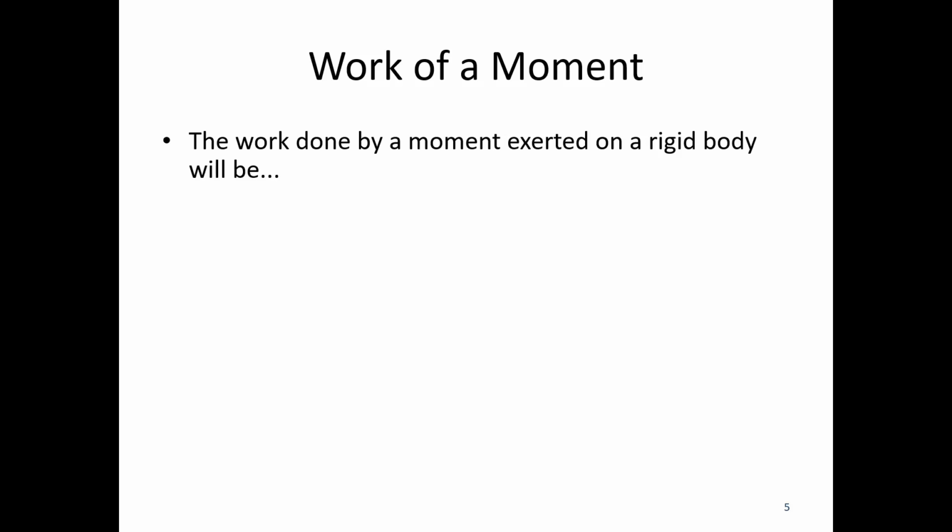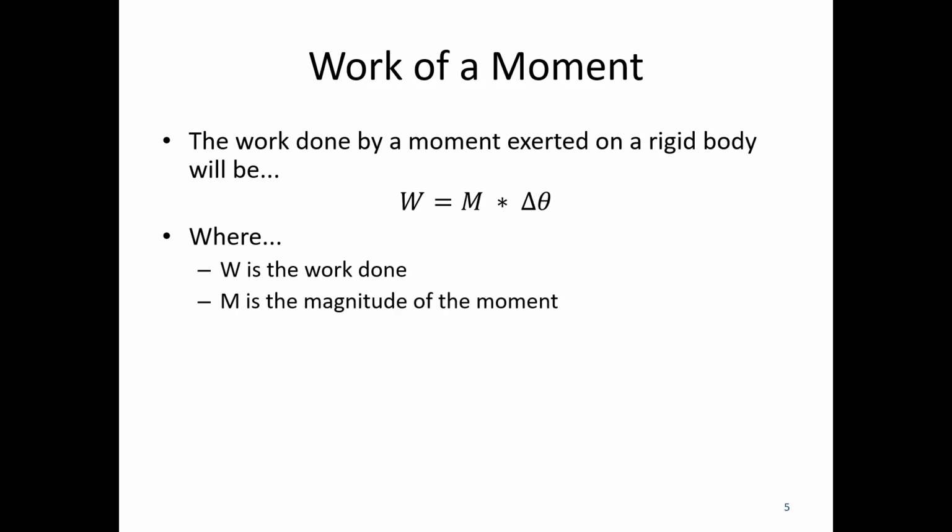This is the new part. So the work done by a moment exerted on a rigid body will be equal to M times delta theta. So where W is the work done, M is the magnitude of the moment, and delta theta is the change in angle of the body. So if it's exerted over, say, 1 radian of twist, that would be your delta theta. So this does need to be in radians for the units to work out. If we have degrees, it's going to give you some weird units in all this.